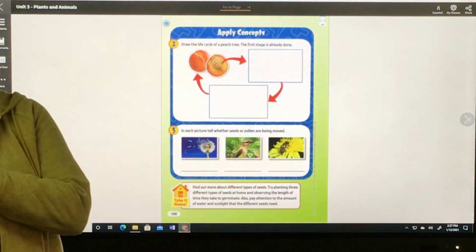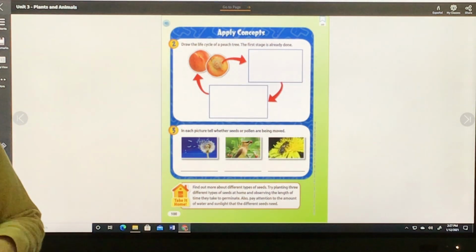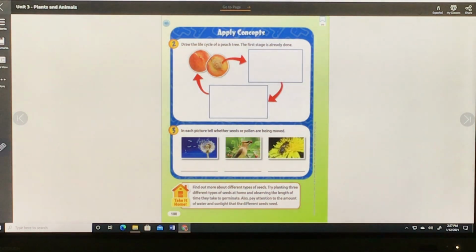Okay, close your workbook, excuse me, and put it back in your crate.